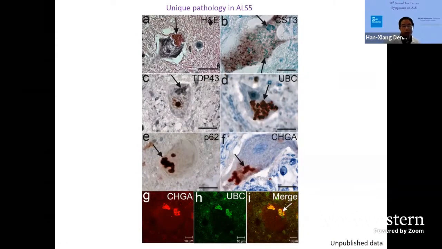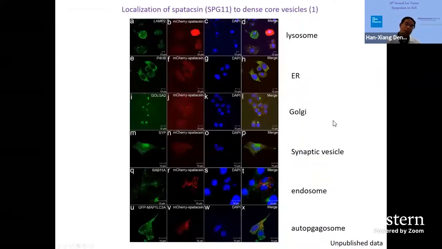Eventually, we found this cell is chromogranin A positive, and it suggests that this structure may be large dense core vesicles, and the ubiquitin and chromogranin A identify this structure. And we did a cell biology study and tested almost all the subcellular organelles. We can say this is not a lysosome.